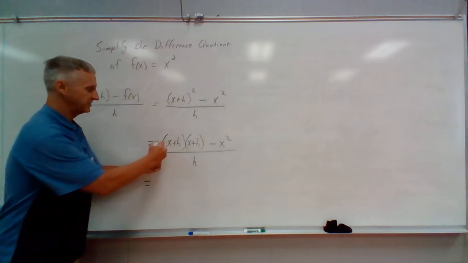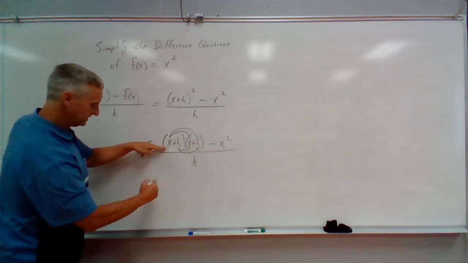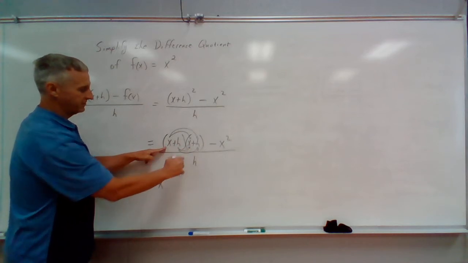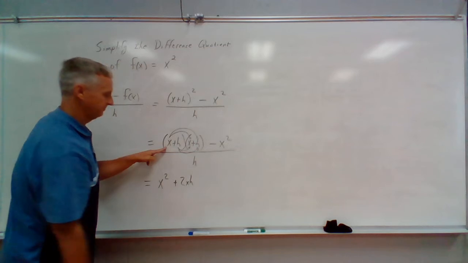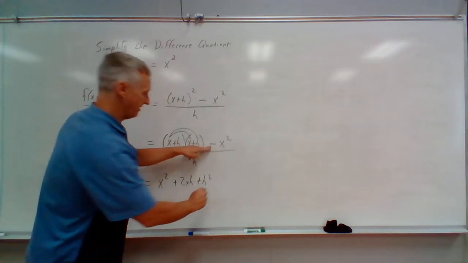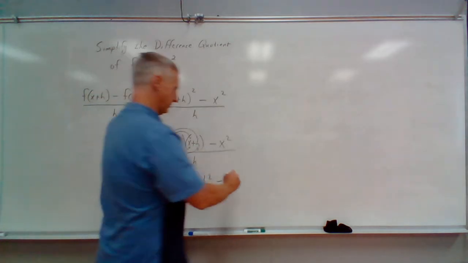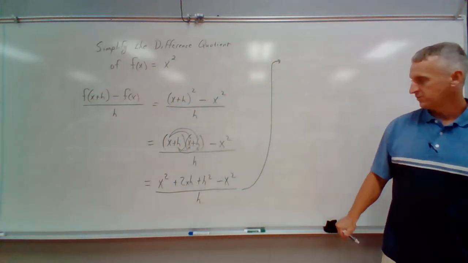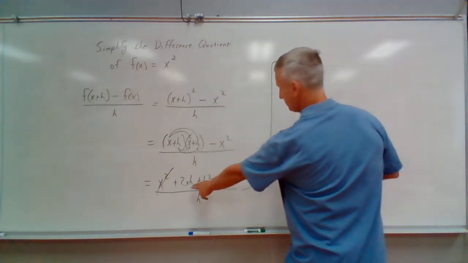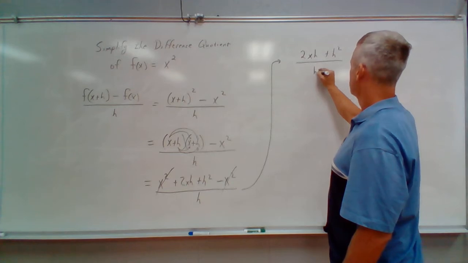Remember, to multiply these, we have to use the distributive property. So we multiply here, here, here, here. X times x is x squared. X times h is xh plus another xh, so plus 2xh. And then h times h is h squared. We still got minus x squared all over h. Notice that the x squared minus x squared cancel out. So we're left with 2xh plus h squared all over h.